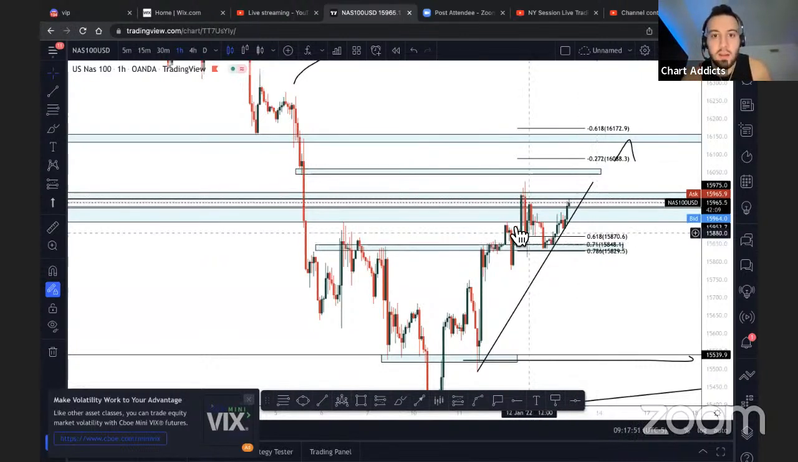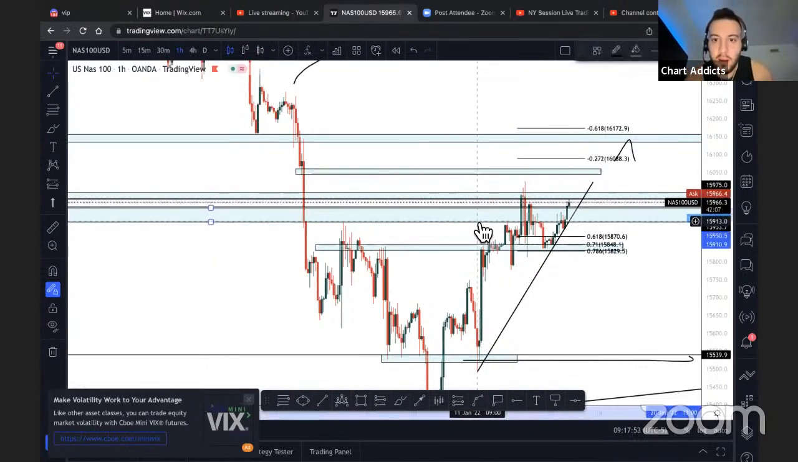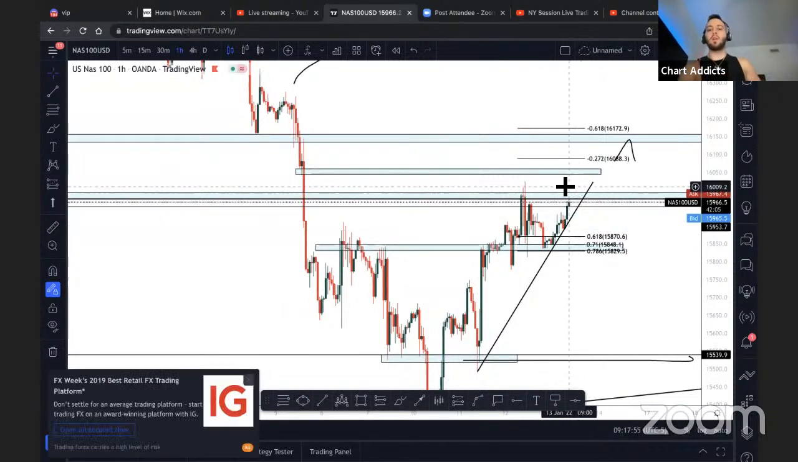So on NASDAQ, this is basically about as complicated as it gets. Buy low, sell high. We're in this range. And so I'm not going to be looking to buy this breakout. Instead, I'd wait for a retracement back down so we can catch a continuation.